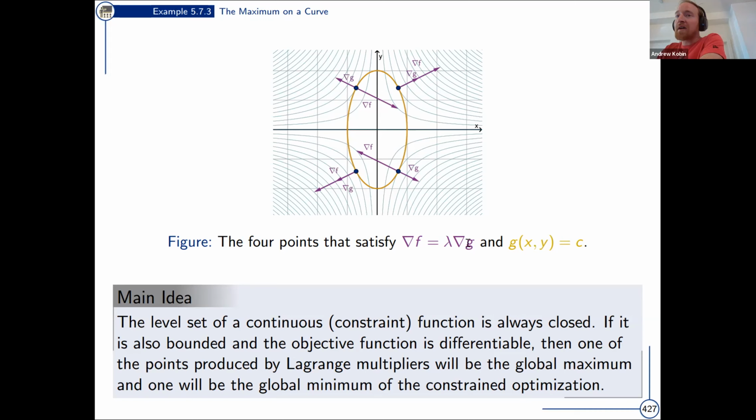So these 4 points all satisfy the Lagrange multiplier equation in addition to the constraint, and they maximize or minimize the function here. And the main takeaway from this method is that the level set of a continuous constraint function is always closed. And by level set, I mean that g is set equal to some constant c. And if it's also a bounded set, such as this ellipse being bounded, its maximum distance away from the origin is something like 4, then the Lagrange multipliers method will always help us identify the global maximum and global minimum of the function on that constraint, on that boundary curve.